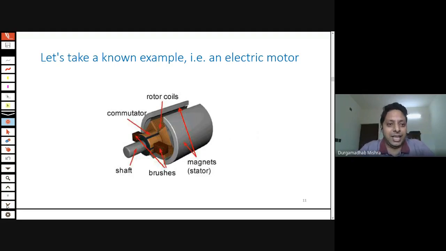Another example which is quite well known to you is the electric motor. It could be a DC motor or AC motor, it does not matter. The motor converts electrical energy to mechanical energy. And here again, you use magnetic materials. Your stator could be an electromagnet, or it could also be a permanent magnet. Those who want to go into motor design will read more about it.